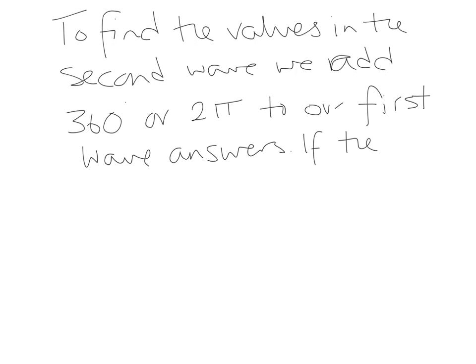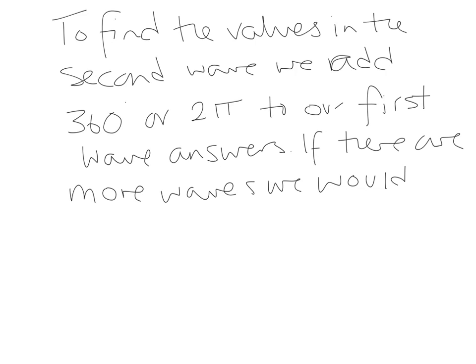If there are more waves, we would add another 360 degrees or 2 pi, and so on. So for 3 waves, you would add 360 to the second wave values. For 4 waves, you would then add another 360 to the third wave values, and so on until you have the number of solutions that you said you would have at the start.